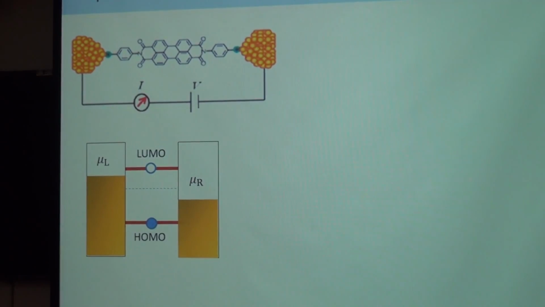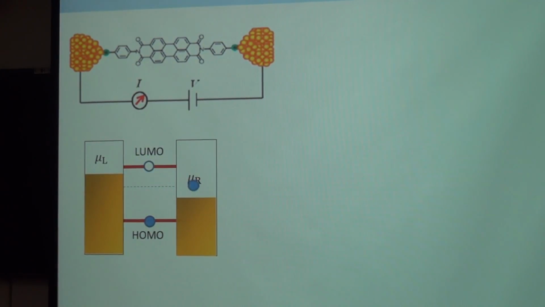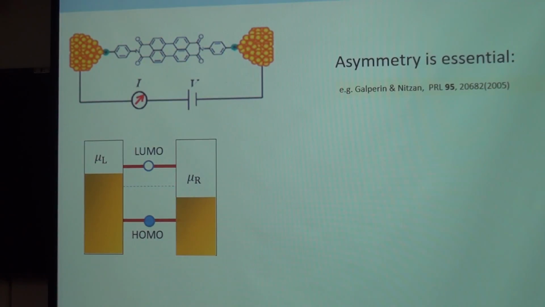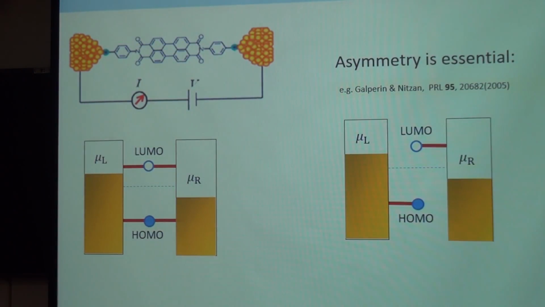This is the molecule, this is the thing. And what happens? There are two channels now for transport. An electron can hop from, say, the left electrode to the LUMO and down, or a hole can go to the HOMO and back, or something like this. So there are two channels for conduction. And in order to understand why asymmetry is essential, it's really easy to go, mentally speaking, from the extreme asymmetry case. So think about an unrealistic asymmetry case where you have the HOMO level only coupled to the left electrode and the LUMO level only coupled to the right electrode.